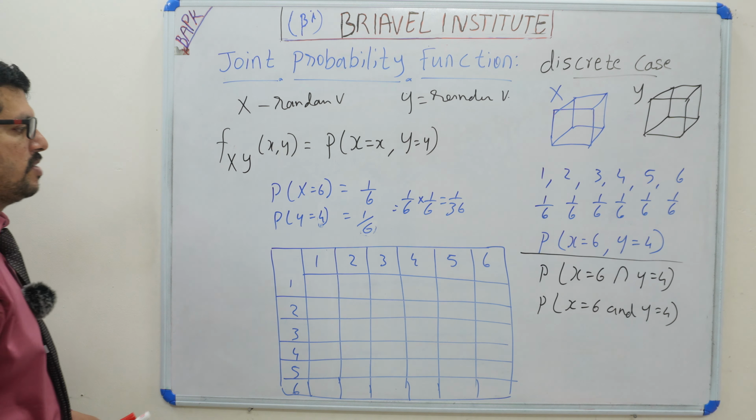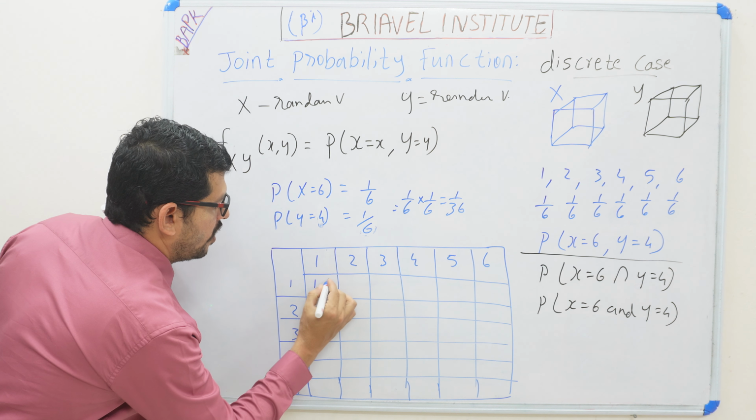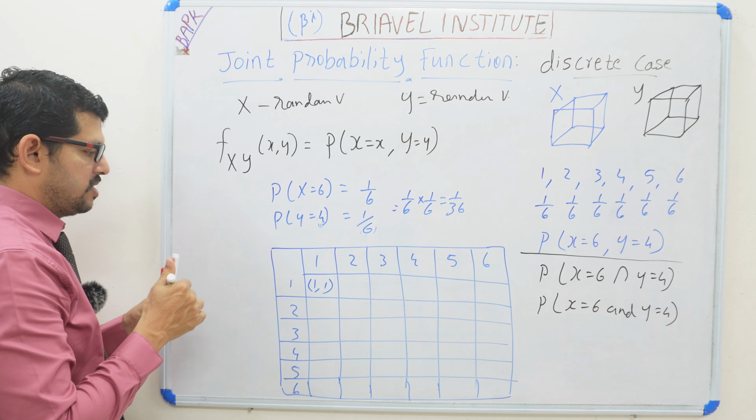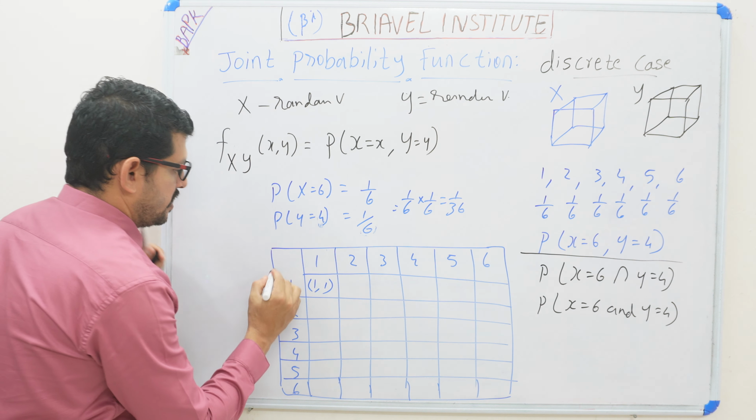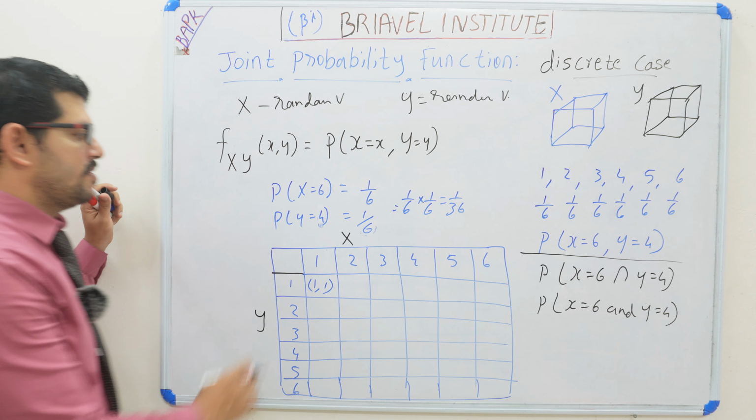Now see, I have a chance. If I am throwing these two dice, I have a chance: x is equal to 1 and y is equal to 1. This one is representing y, and this one is representing x.